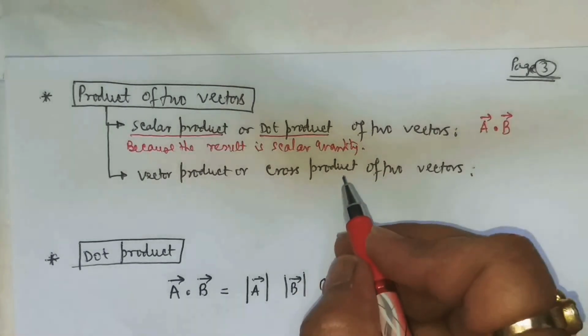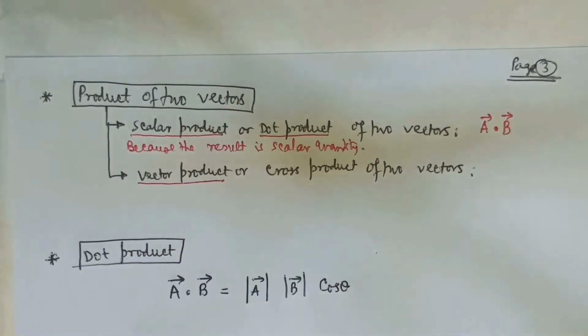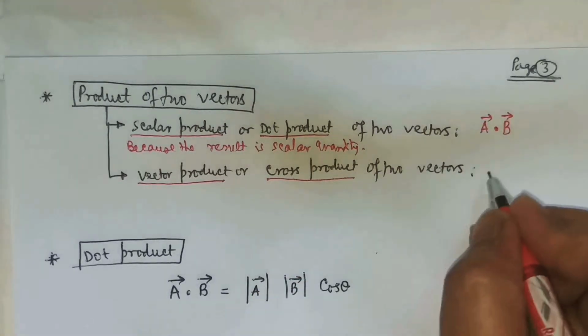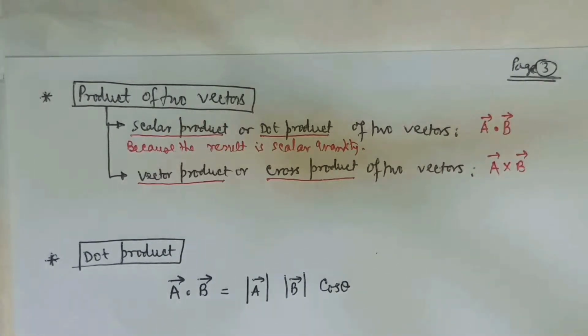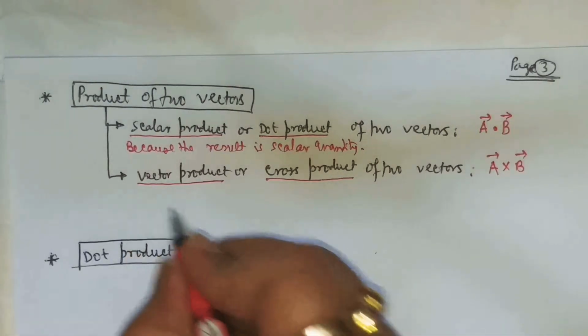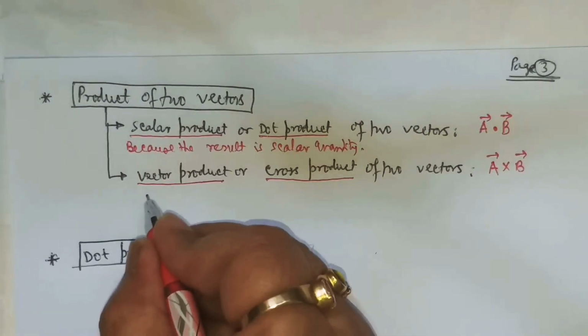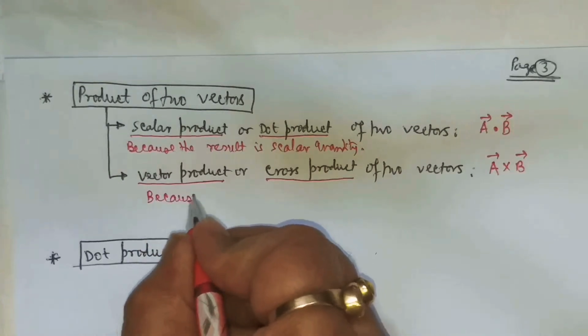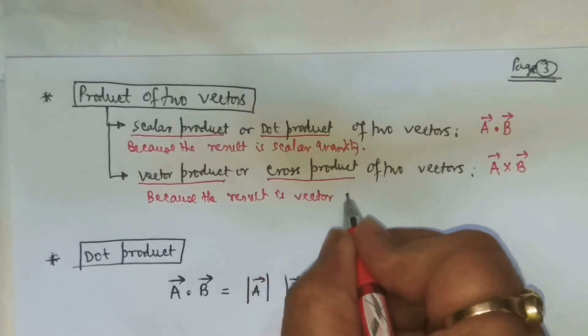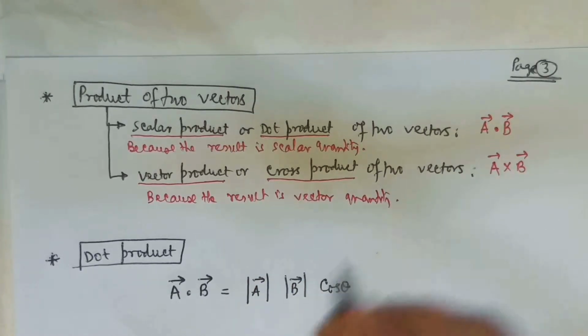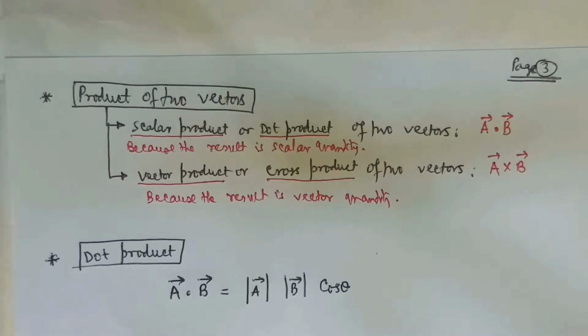Now, the other kind of product is called the vector product of two vectors, or it is also called the cross product. If two vectors are A and B, we boldly put vector A cross vector B. This is the cross product, and the result is a vector. That is why it is called vector product, because the result is a vector quantity. So there are two types of product depending upon whether the result is a scalar quantity or a vector quantity.